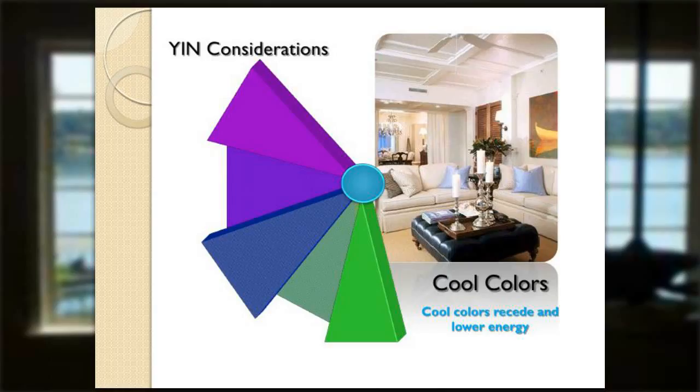So again, these colors recede and lower energy. Now the other side of the color wheel, these are warm or hot colors that advance and excite.